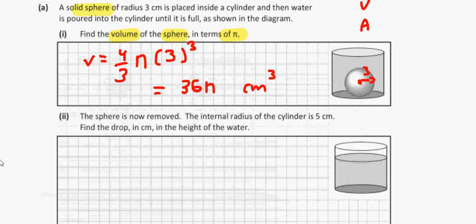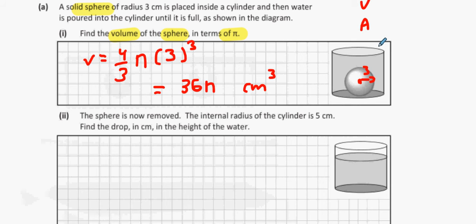Now, the sphere is now removed. What happens when you remove the sphere? The water level? It drops, doesn't it? It was at the very top. The water was at the very top in the first picture, and it's not at the very top in the second picture. Now, what happens here is you lost a volume, didn't you?